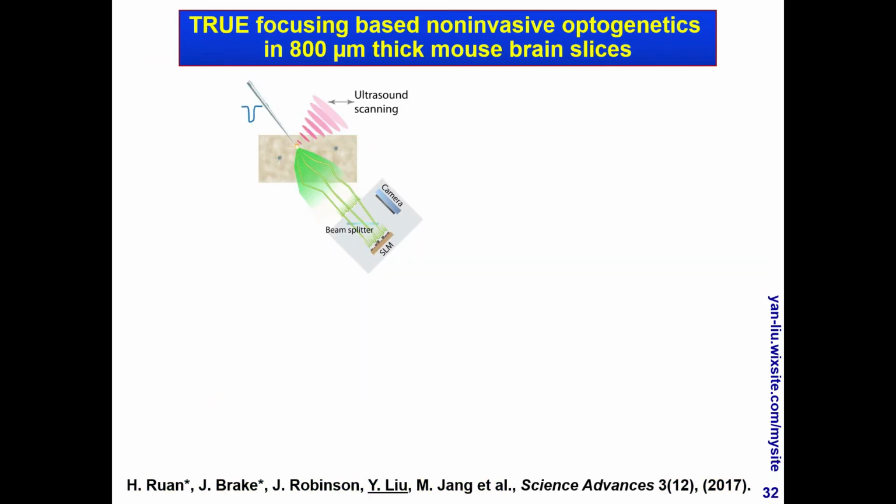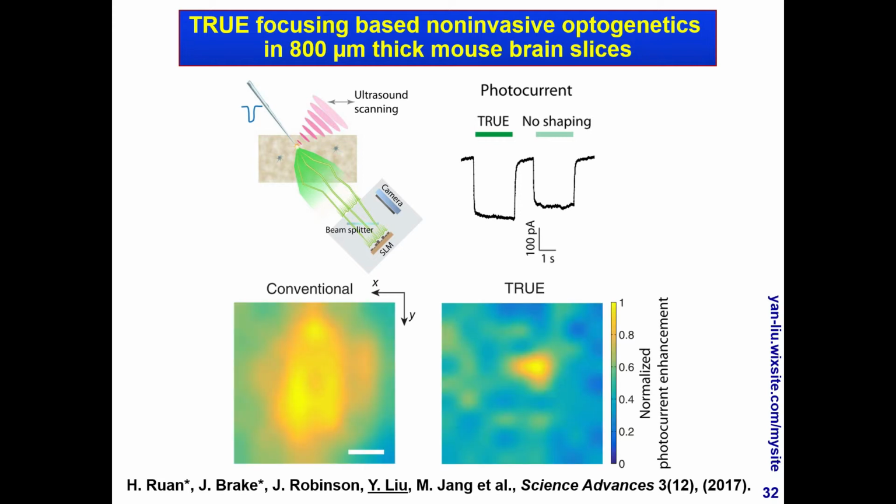We use this electrode to monitor the response of neurons to light as a validation of our approach. With true focusing, we can concentrate more light onto a neuron and induce a larger photocurrent compared with no wavefront shaping case. Also, we can excite neurons with 4 times better spatial resolution than conventional focusing in 800 micron thick brain slices. The second potential application of true focusing is congenital cataract treatment.